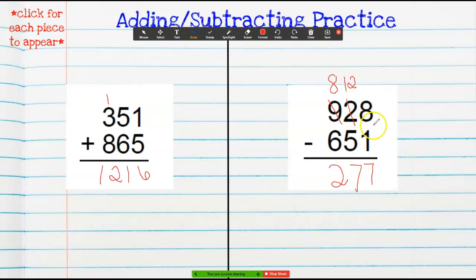So remember, sometimes you don't have to borrow. Sometimes you might have to borrow in the middle of the subtraction problem. It just depends on the numbers that they give you. Okay? So if you have trouble, pause the video and walk through this by yourself and see if you're able to do it. If not, we're going to move on to the next one.